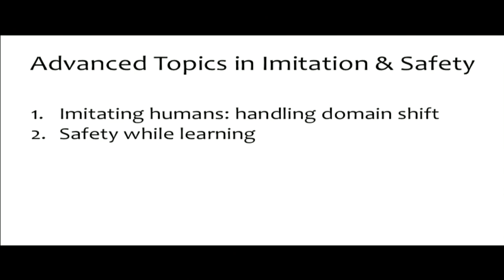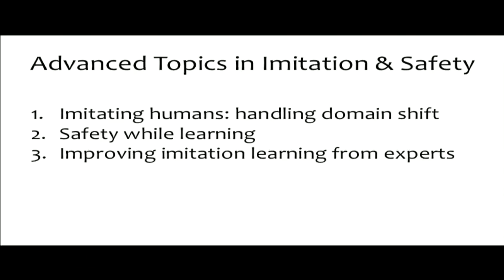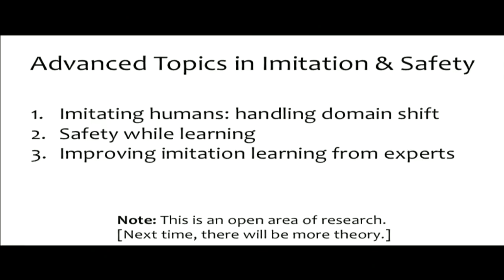Second, safety while learning, so we want our agents to be safe and not hurt themselves or hurt others while they're learning, as well as improving imitation learning from experts methods that we covered a few weeks ago. And note again, like the previous lecture, this is an open area of research, and so a lot of the things that will be covered today are potential solutions to these problems, but it's very much an open area, and a lot of the papers I'll be covering came out in the past year or two, so keep that in mind. But next lecture, there'll be a lot more theory, a lot more technical content on inverse reinforcement learning.